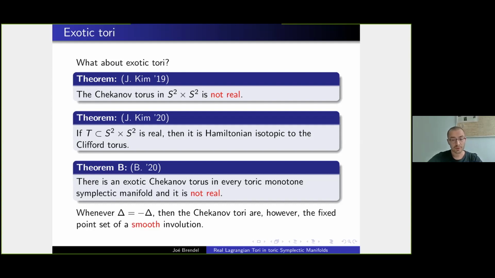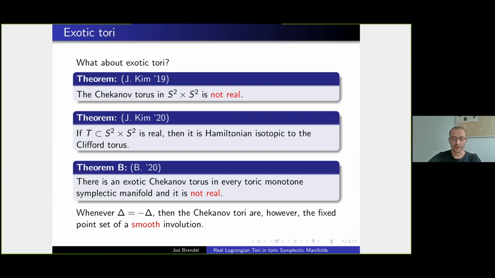So another maybe interesting remark is that this is a symplectic phenomenon, at least in some of the cases, because you can show that in some of the cases the Chekanov tori are fixed point sets of smooth involutions. So this theorem here is, at least in some cases, you cannot see it by topological invariance in a way, because topologically speaking, they are fixed point sets of involutions. But if you want your involutions to be anti-symplectic as well, then it doesn't work anymore for Chekanov tori.